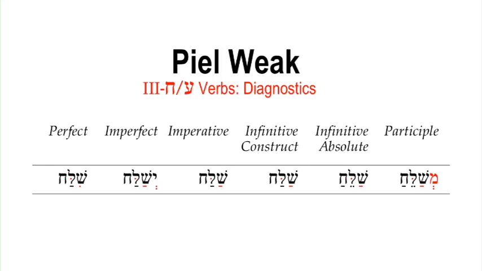That is, hireq and dagesh forte in the perfect, shewa, patach, and dagesh forte in the imperfect, patach and dagesh forte in the imperative, the infinitive construct, the infinitive absolute, and shewa, patach, and dagesh forte in the participle with the big giant mem prefix of the participle stem. The only thing that's slightly different here is that you've got the A-class stem vowel or the furtive patach in these forms because of the guttural in third root position. But you've already seen that a million times, so there's no need to even worry about these forms because all of the strong verb diagnostics are present in the third chet ayin weak verb category.